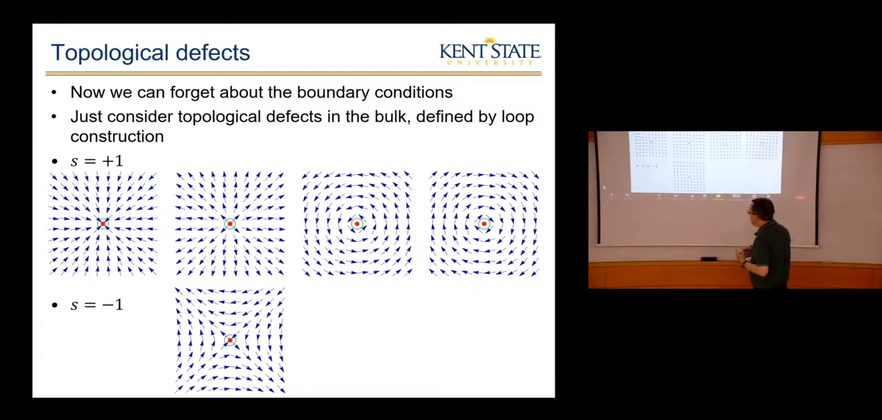What if you want a negative one? Well, that would look like this, okay? So here, if you start with the vector pointing this way, and then you go around here, you're going around, and the director rotates through a full 2π in a clockwise sense as you go on a counterclockwise path, okay?